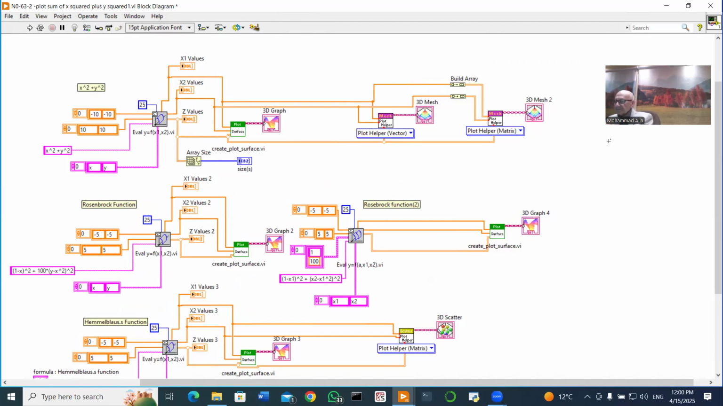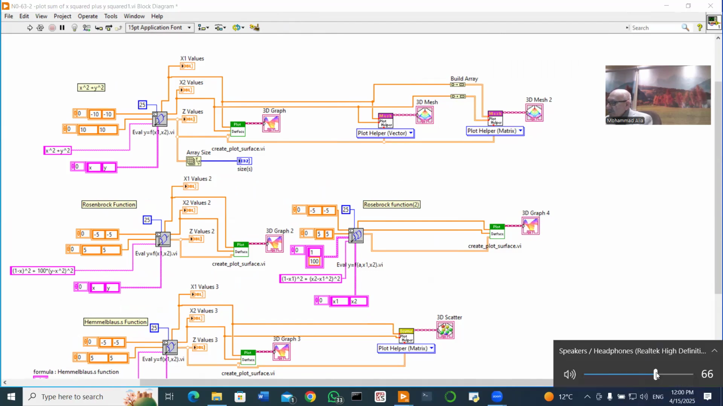Hi, everybody. This is lecture number 25. We are going to continue the discussion regarding the plotting of a three-dimensional surface in three-dimensional coordinates.